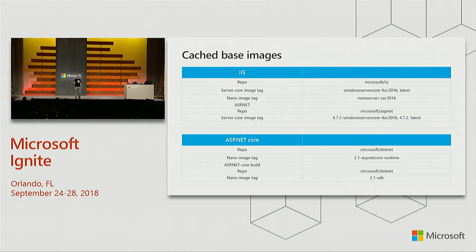We cache the Windows Server Core LTSC 2016 latest, the Nano Server SAC 2016, and we also cache the ASP.NET 4.72 ones, both the multi-arch and the LTSC. The multi-arch ones are quite clever. They can determine the host that the container is going to run on and then pull down the right version of Windows Server, so they're quite clever. On the .NET Core side, we do cache the SDK container and the runtime container, so if you want to do any build inside your container of your .NET app, then you can do that as well.